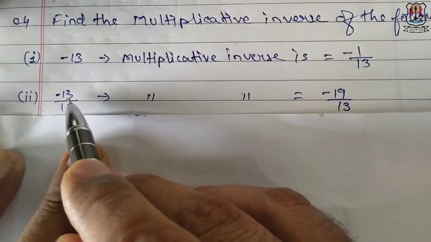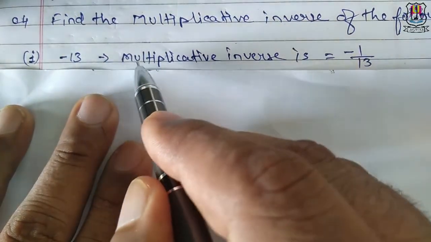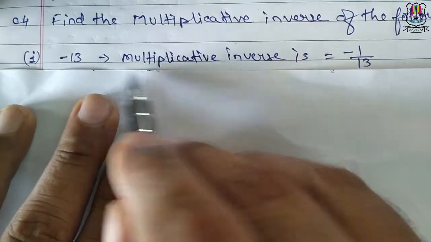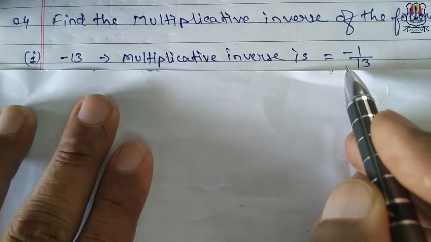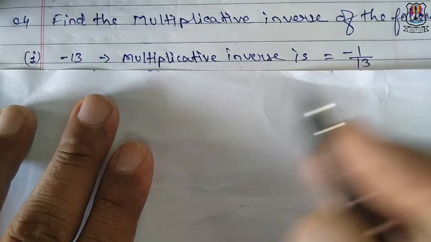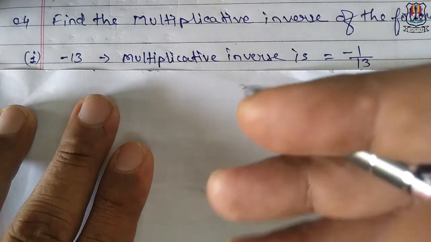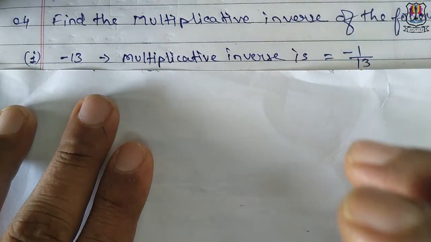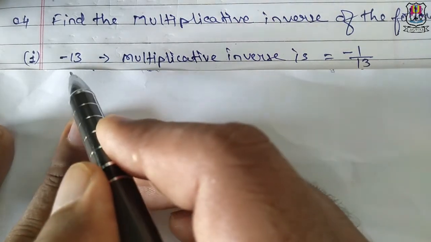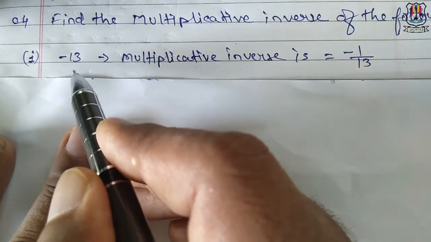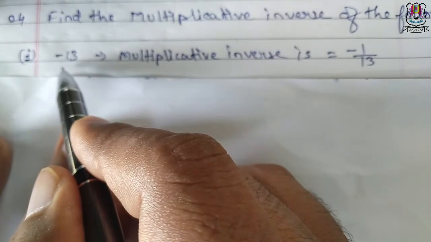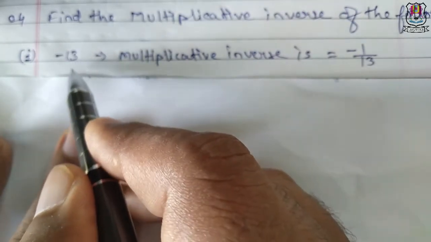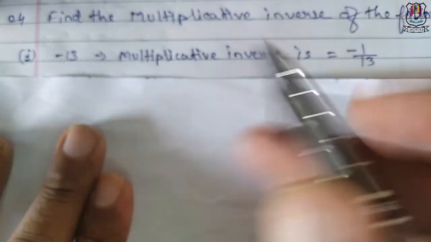The multiplicative inverse of minus 13, you have to write in this way. The multiplicative inverse is minus 1 upon 13. So just you have to shift the numerator as denominator and denominator as numerator, because there is no denominator given over here, so we kept 1 as a denominator and then we have just flipped.